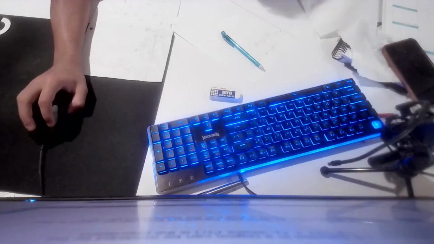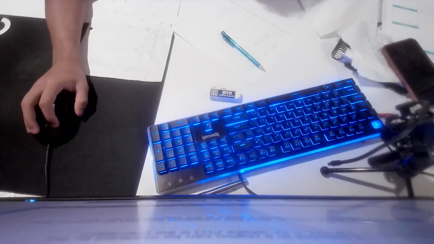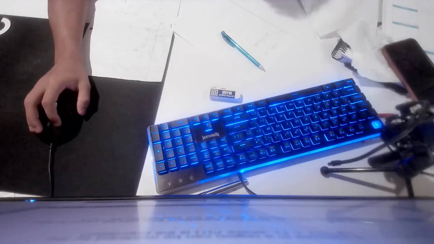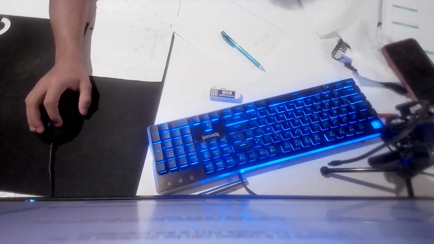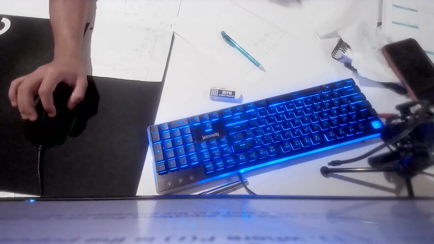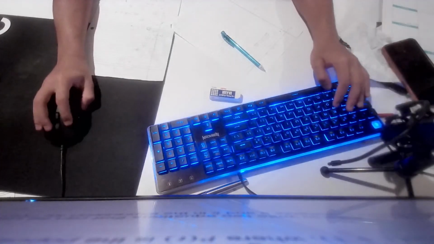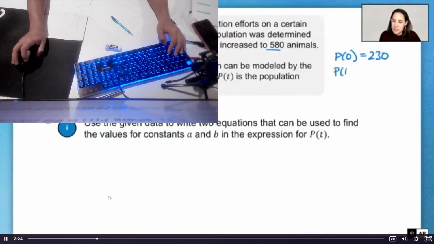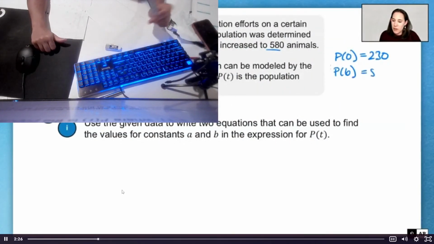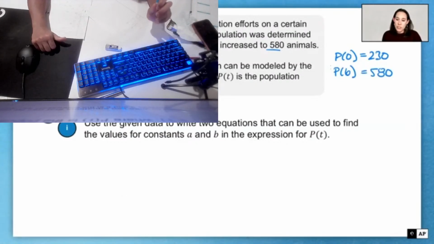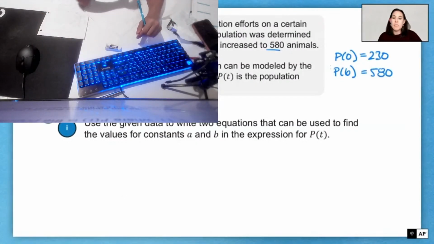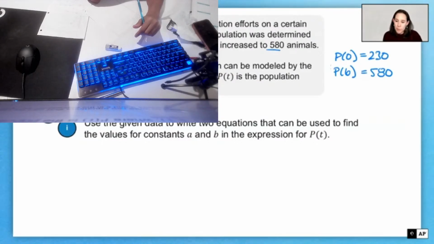So, are we allowed to use a calculator? We are writing two equations. We don't actually have to find the values of a and b at this point in time. When I read the problem, I noticed that at a time value of 0, there's 230 animals. So I can write the expression that P of 0 has to be 230. And at t equals 6, we have 580 animals. So I can write the expression that P of 6 is equal to 580. My goal is to write an equation in the form of P of t equals a plus b ln of t plus 1. So when I substitute in a value of 0 for t, I should get an output value of 230. That will let me write my first equation.